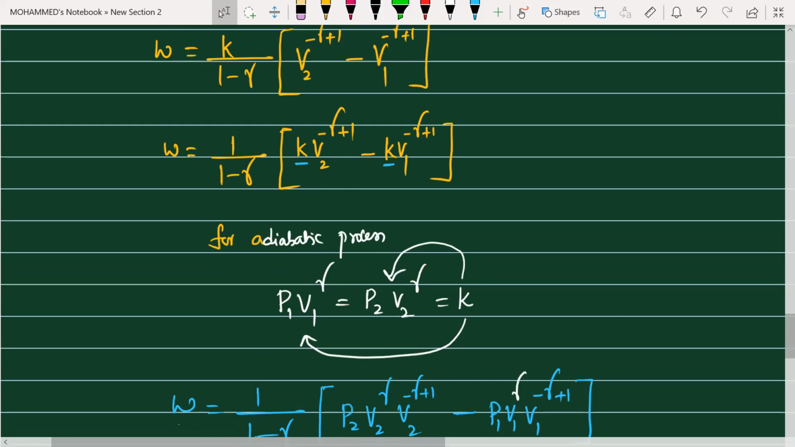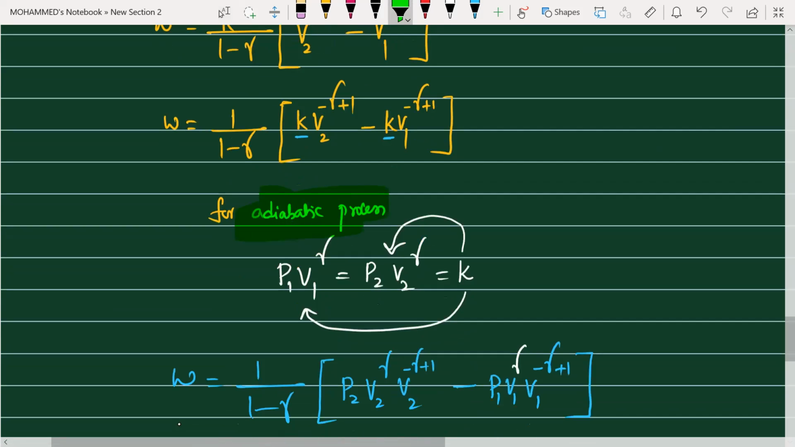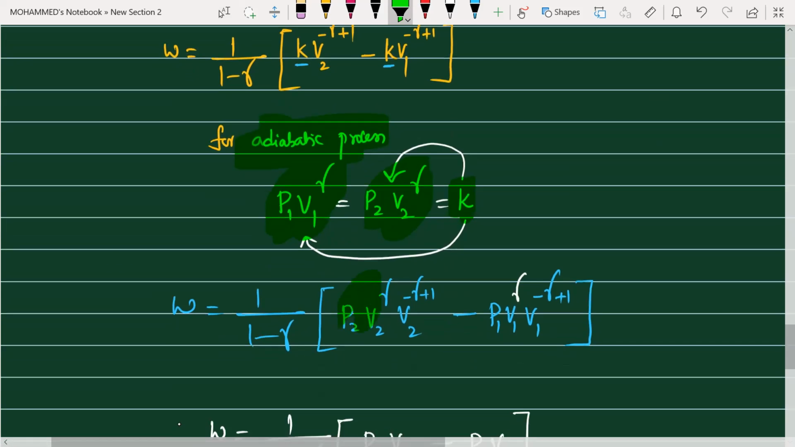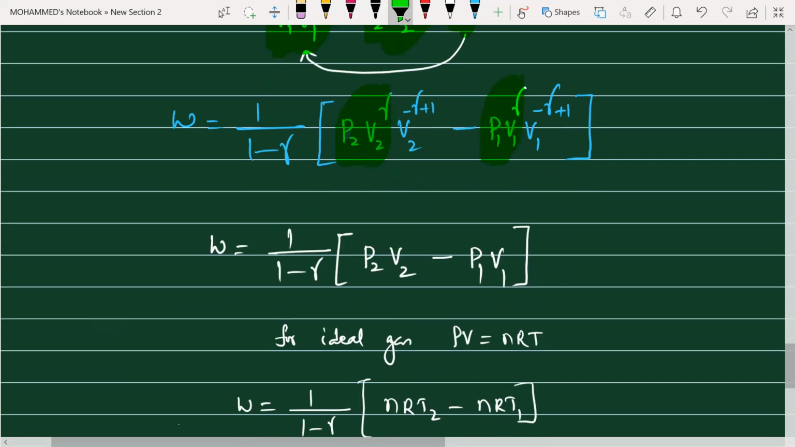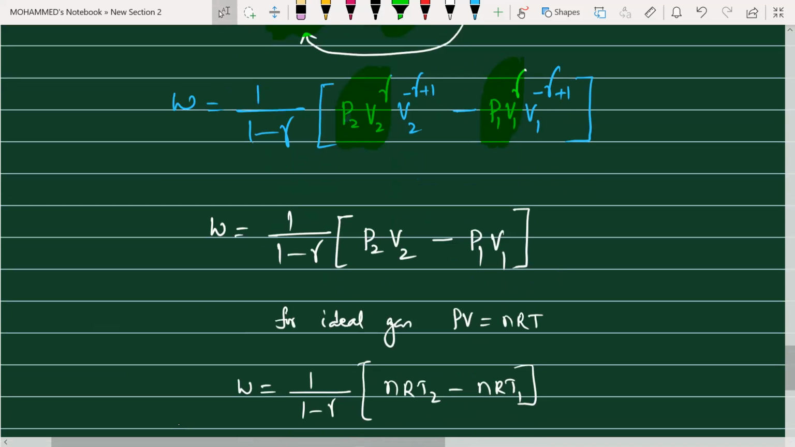See, from the adiabatic process, we already know that P1 V1 to the power of gamma is equal to K and P2 V2 to the power of gamma is also equal to K. So in the place of K, with respect to V2, I can substitute P2 V2 to the power of gamma. Here also in the place of K, I am substituting P1 V1 to the power of gamma. So here V2 is common, beta. So plus gamma minus gamma gets cancelled. So it is V2 to the power of 1. So that's what I have written here. So W is equal to 1 by 1 minus gamma into P2 V2 minus P1 V1.